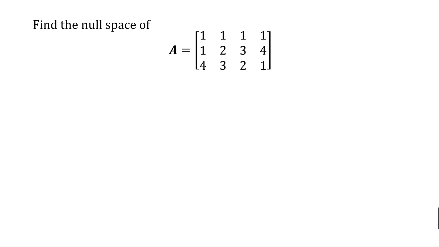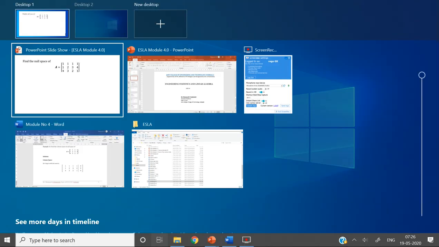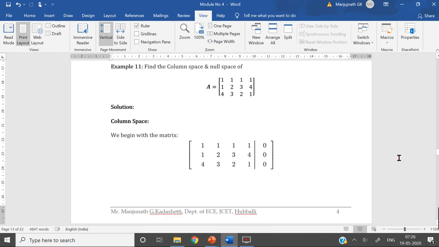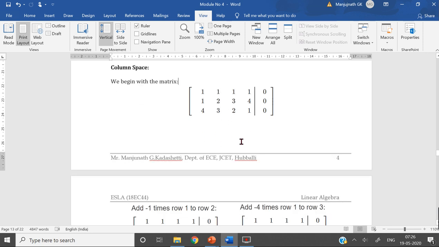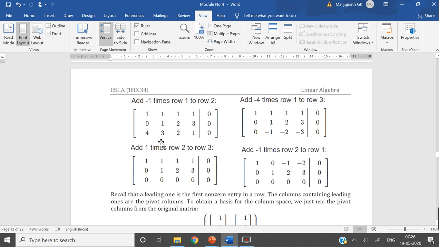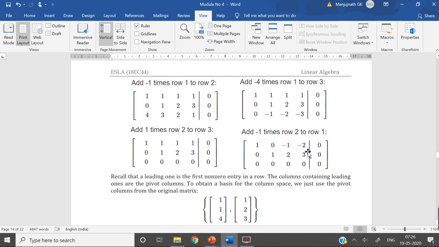Alright, find the null space for the given matrix A. First, make it a reduced row echelon form. This is the given matrix. Now, for this, first add minus 1 times row 1 to row 2. So this is the procedure to make the given matrix into echelon form. I have written here, you just go through it. Finally, we have obtained the reduced row echelon form.